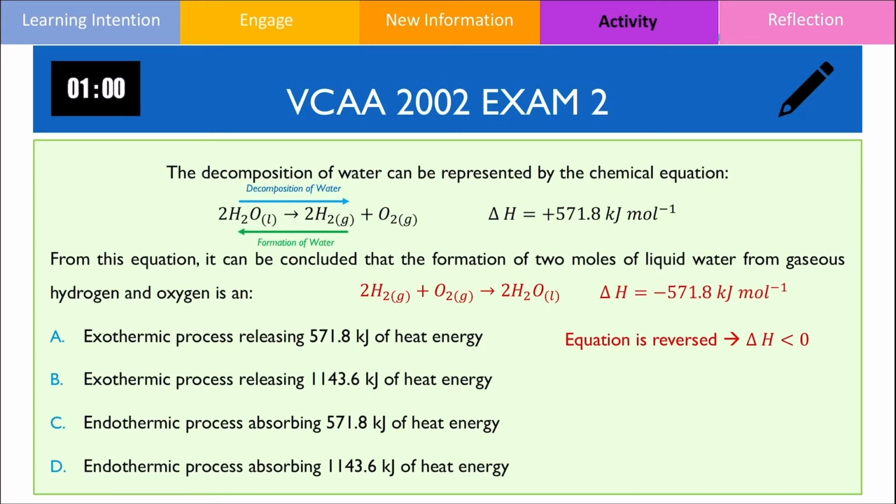is an exothermic process. Because it's exothermic, we can eliminate options C and D. Based on our thermochemical equation, this can be interpreted that the formation of 2 moles of water releases 571.8 kilojoules, hence A is going to be the correct answer. Let's look at a slightly more complex example.